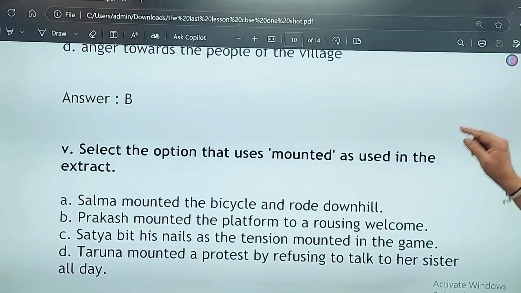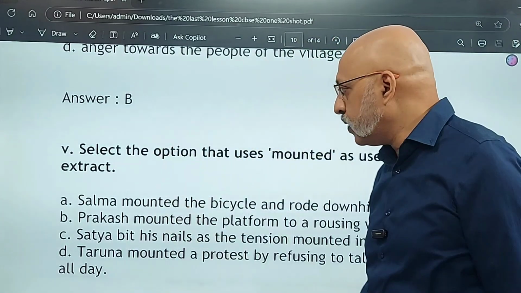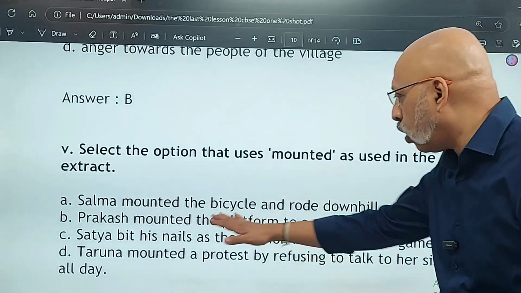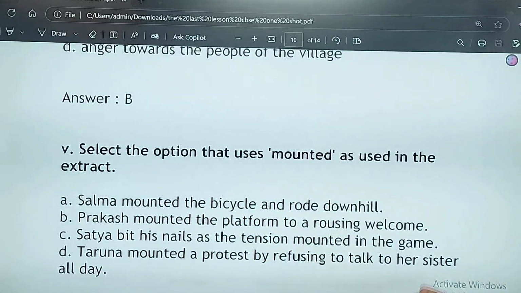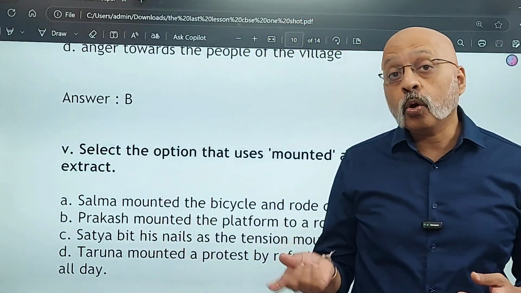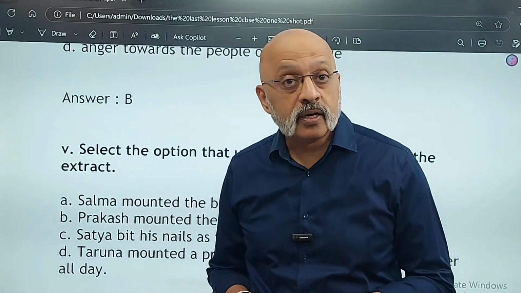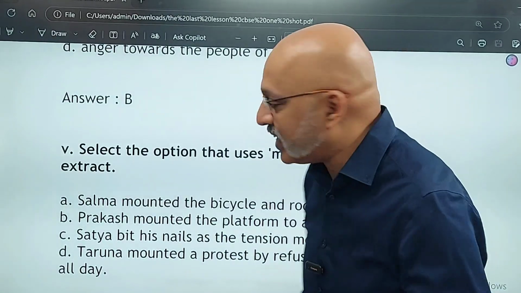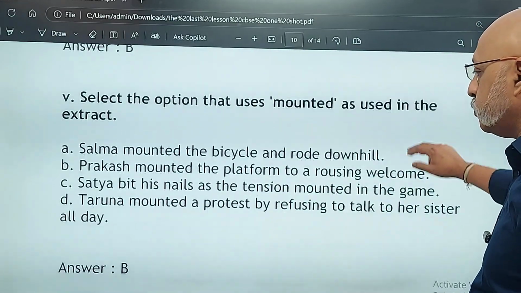Select the option that uses "mounted" as used in the extract, that he mounted the platform, the chair, to address the class. Which of these uses "mounted"? Tension mounted, mounted the platform, mounted the bicycle, or mounted a protest? You are being tested not just on what is there in the story, you are also tested on the kind of language used by the author. So it is a very 360-degree way of testing you, which is why it is called a competency focused question paper. The correct answer is B.